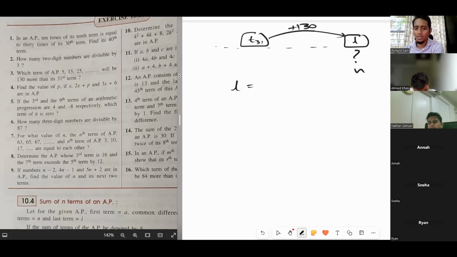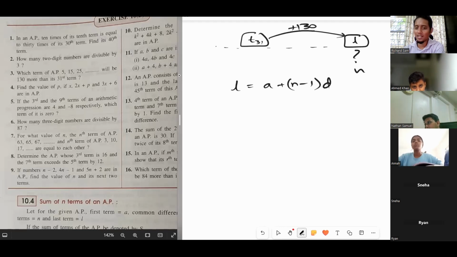So we have our formula. We have two formulas for L. One is L equal to A plus (n minus 1) into D. According to this question, what is L? Wait, before you write A plus, it is T31 plus 130, right? L is T31 plus 130. Does this make sense? Are you all getting me?